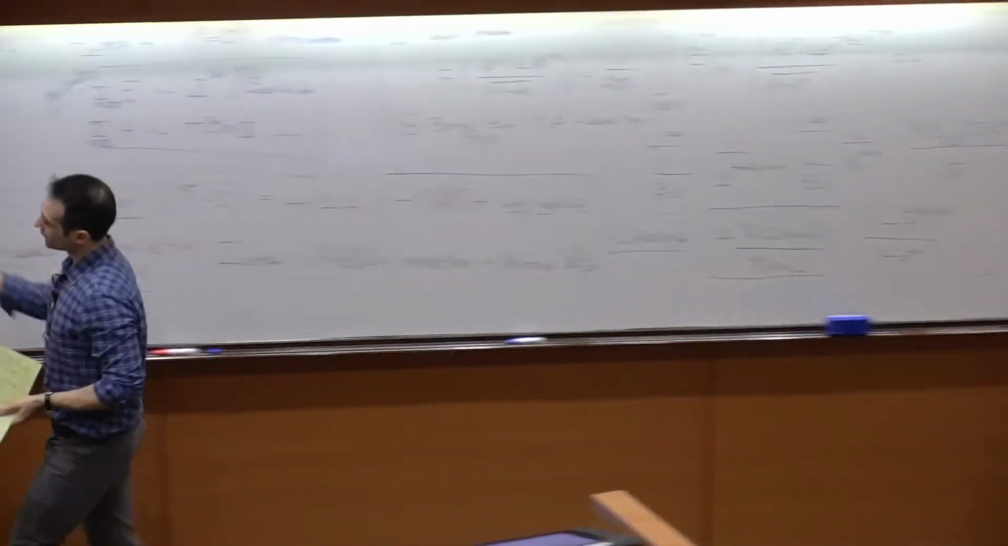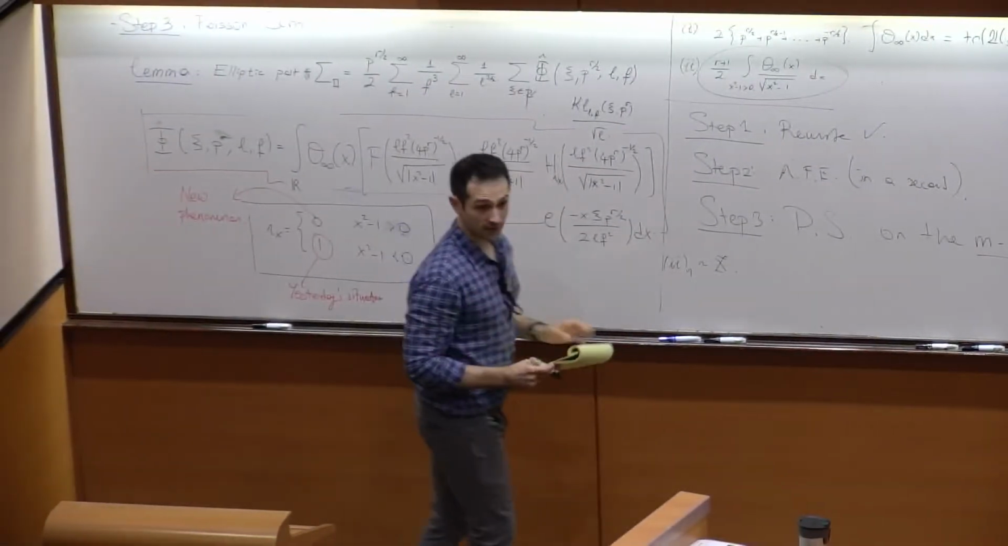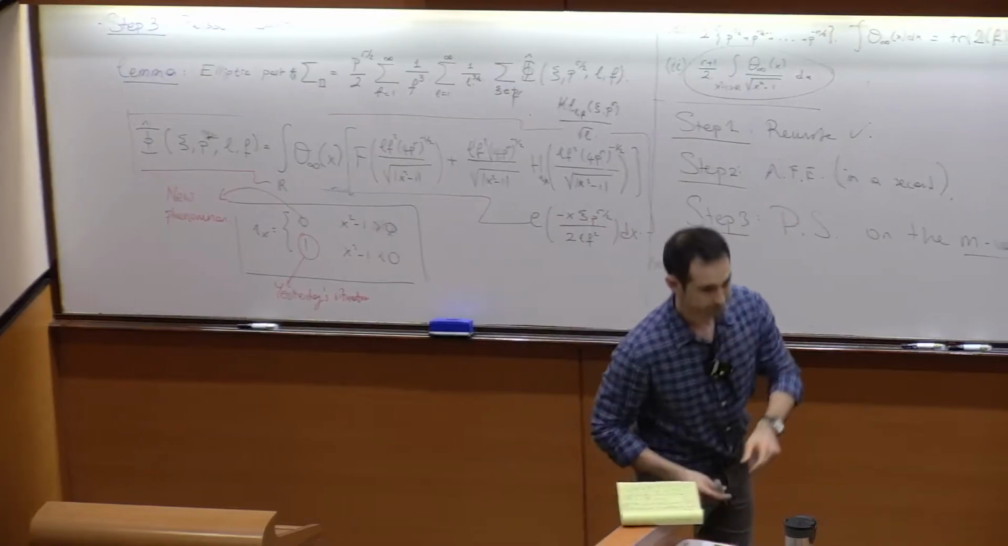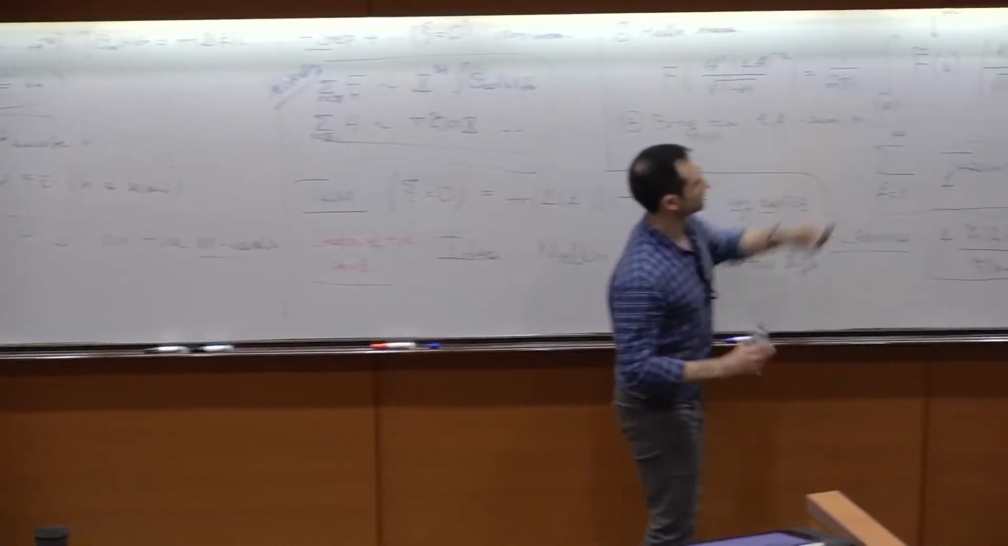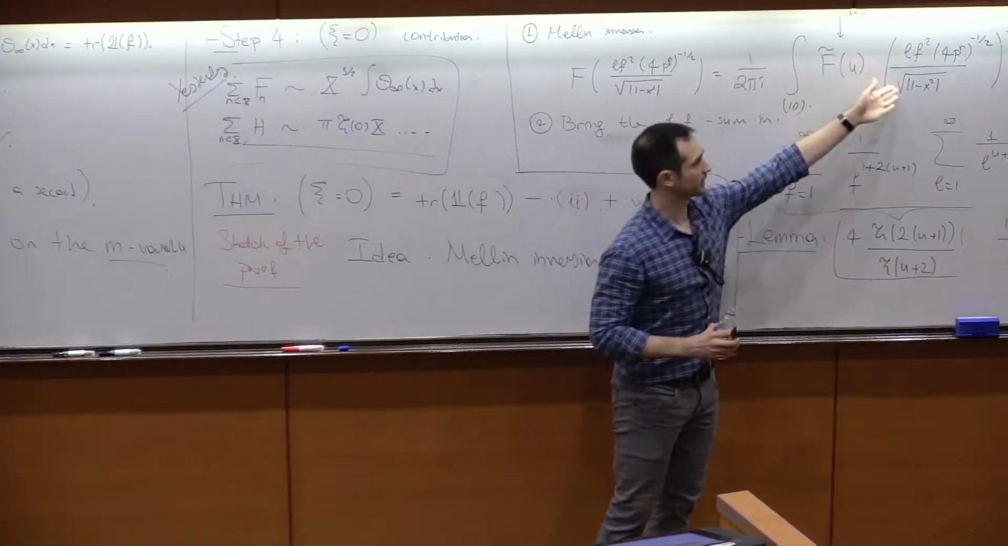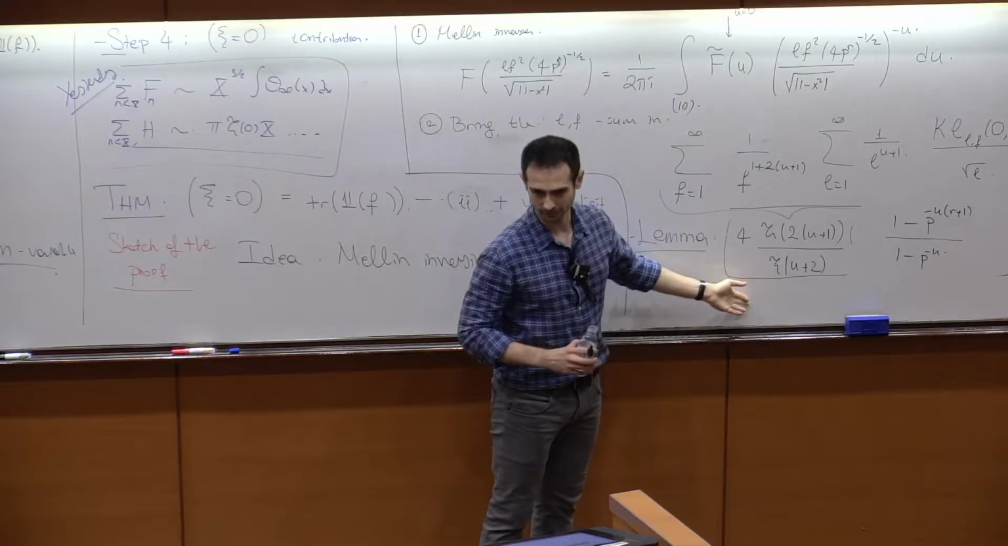And then one basically does the exact same thing here for the contribution of h of x. So does this make sense? A little bit, the sketch. So basic idea: use Mellin inversion, bring the sum in, calculate, and look at the poles of the generating series.